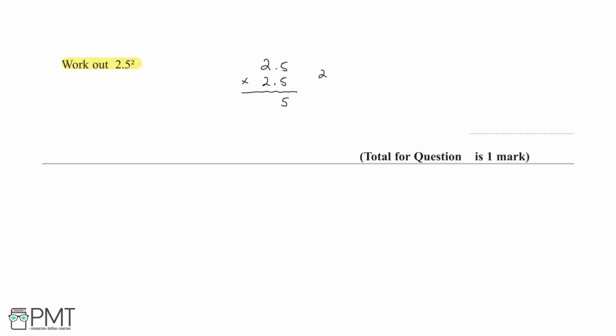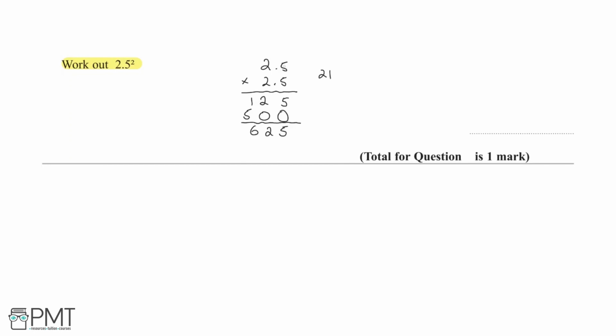5, we will carry the 2. 5 times 2 is 10, plus the 2 is 12. And then we can write a 0 here. 2 times 5 is 10, 0 carry the 1, and 2 times 2 is 4, plus the 1 is 5. Now we sum our columns. So 5 plus 0 is 5, 2 plus 0 is 2, and 1 plus 5 is 6.